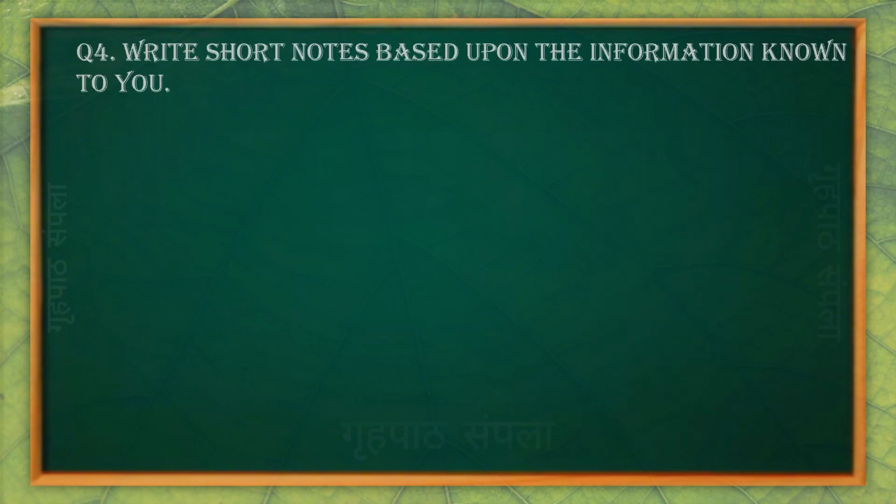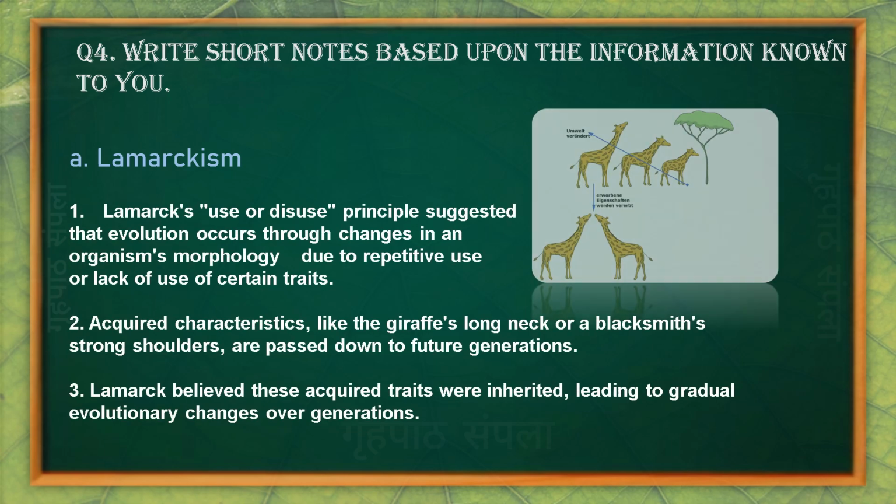Question 4. Write short notes based upon the information known to you. A. Lamarckism. 1. Lamarck's use or disuse principle suggested that evolution occurs through changes in an organism's morphology due to repetitive use or lack of use of certain traits. 2. Acquired characteristics like giraffe's long neck or blacksmith's strong shoulders are passed down to future generations. 3. Lamarck believed these acquired traits were inherited, leading to gradual evolutionary changes over generations.